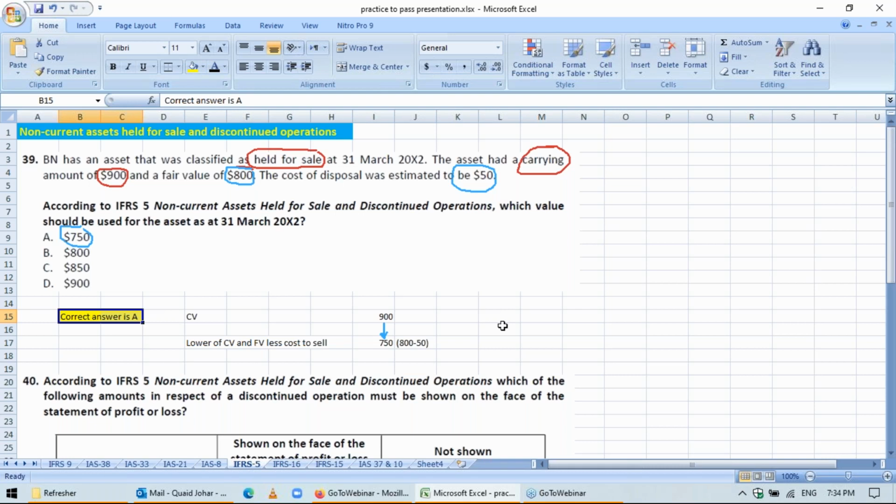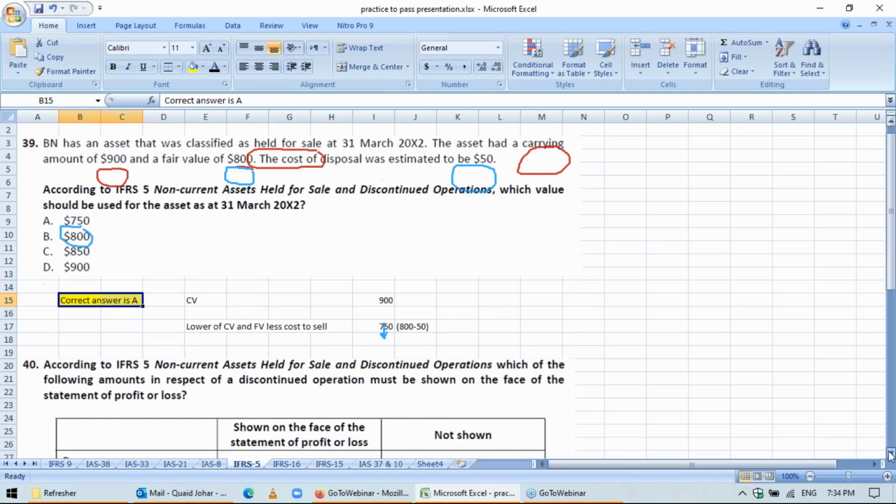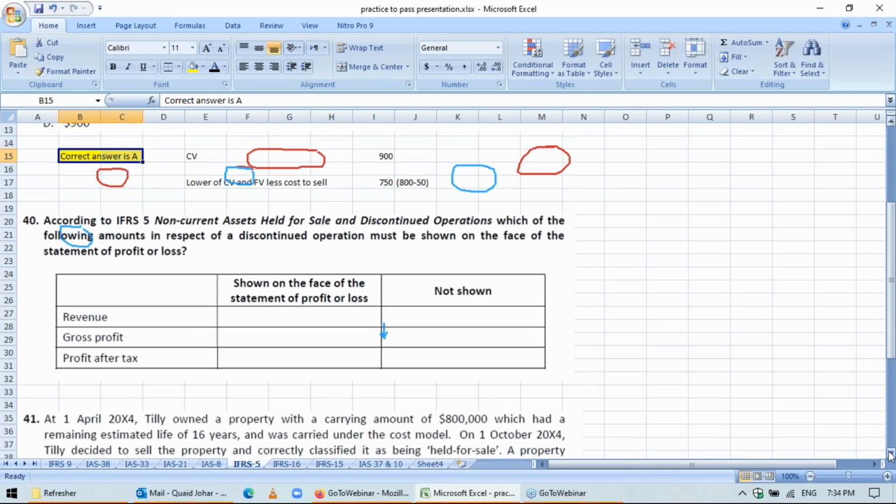Okay, move on to the next item, question number 40. As per question 40, it talks about discontinued operation. A discontinued operation is a group of assets which generates cash independently, like a cash generating unit or a subsidiary company, right? So it's all about a complete group which is generating revenue for the company.